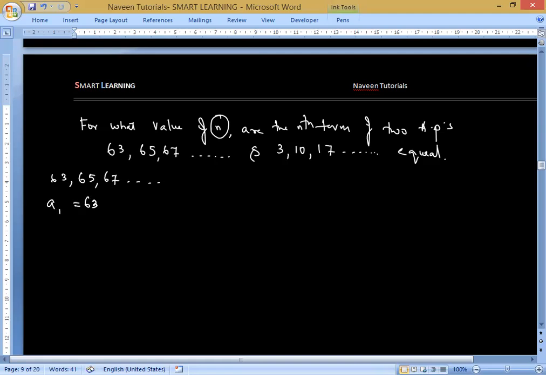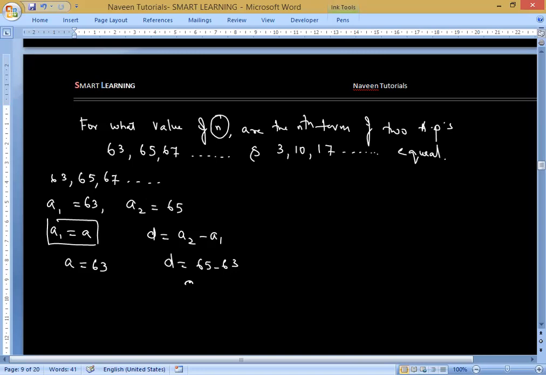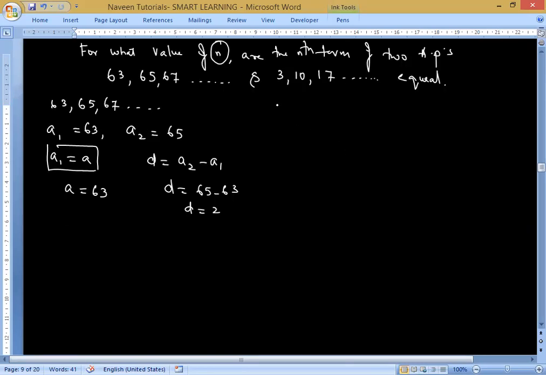A1 is 63, A2 is 65, then A1 is equal to A, so A is equal to 63. Then D is A2 minus A1, so D is equal to 65 minus 63, so D is equal to 2. So using the formula, first I'll substitute in the formula.